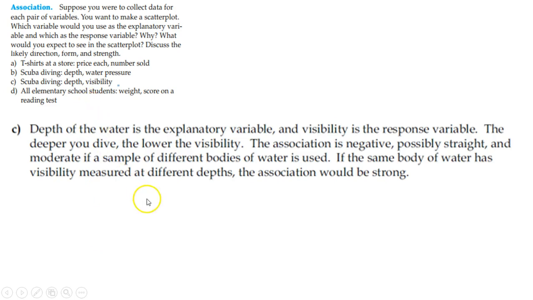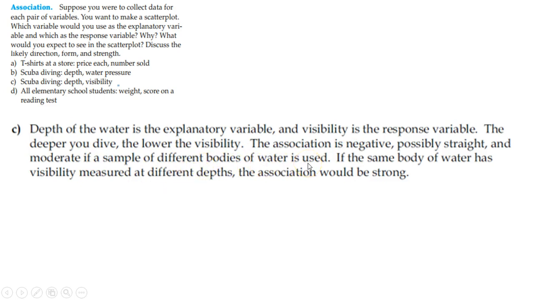Scuba diving depth versus visibility. All right, it's the same deal. Explanatory is probably the water depth, and the visibility is the response. And the association is negative because it's probably harder to see the lower you get. And again, it says the association is negative. It's probably pretty close to straight, and moderate if a sample of different bodies of water is used.